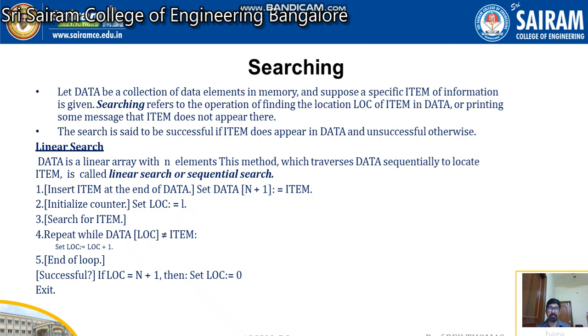So we have named the array as data, and we are going to traverse this data sequentially to locate item. Item is the element to be searched, and we follow a technique called linear search. Linear search is nothing but one after another in a sequential manner. So we use a slightly different technique. Initially, we take the element and put it in the last location. Look: insert item at end of the data.